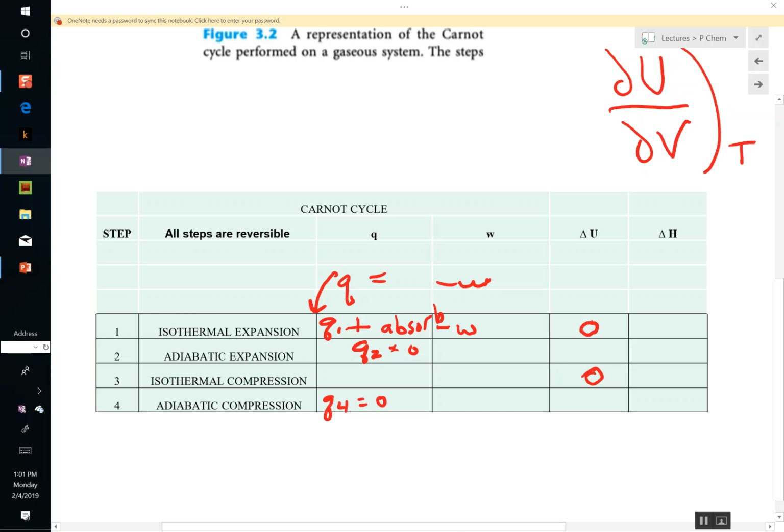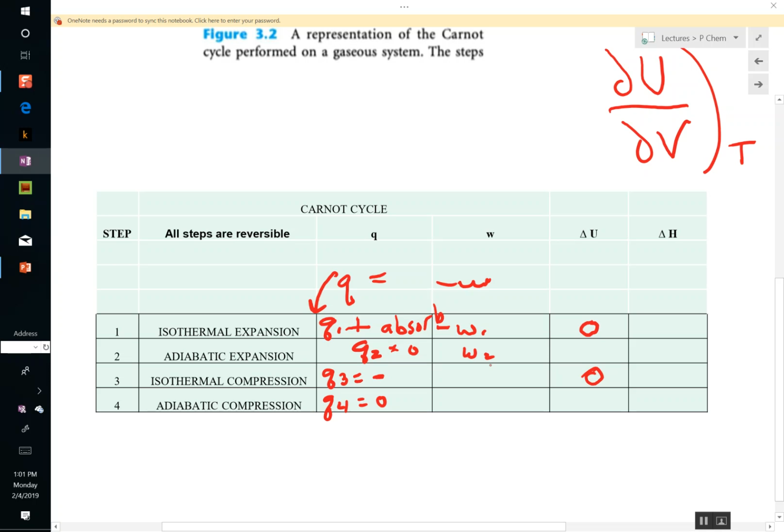Isothermal compression. The gas is going to have to give off some heat. This is going to be a negative, and it's going to dissipate the heat to the surroundings.